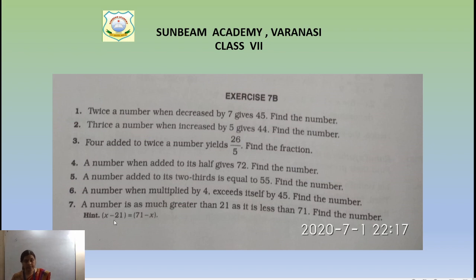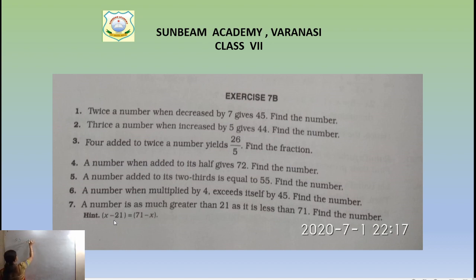Yields means we will get. What is the meaning of yield here? We will get that number, we will get 26 by 5. When 4 is added to twice a number, it will give 26 by 5. Find the fraction, find that value. That will be in fraction form. So let's write down question number 3.